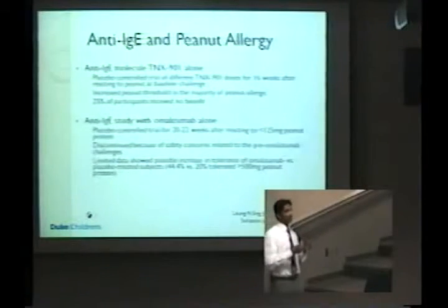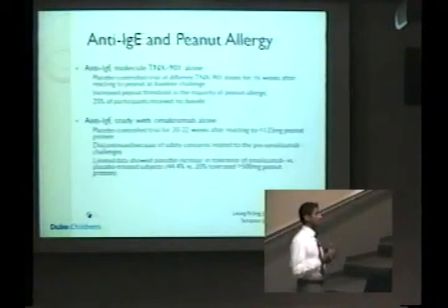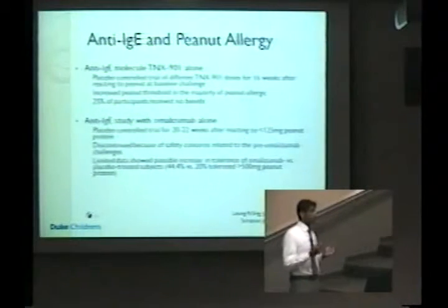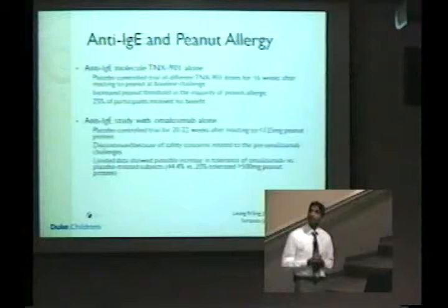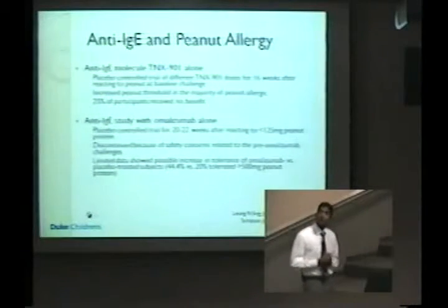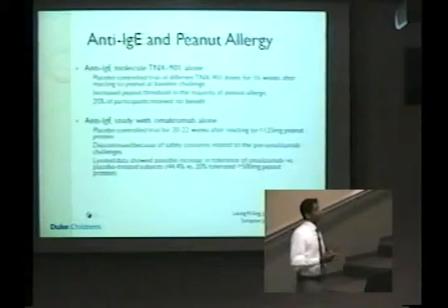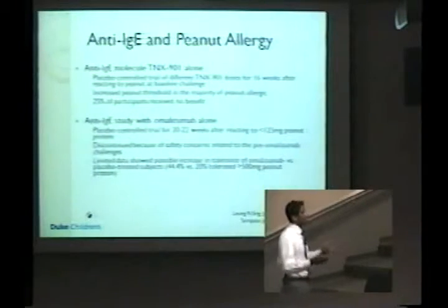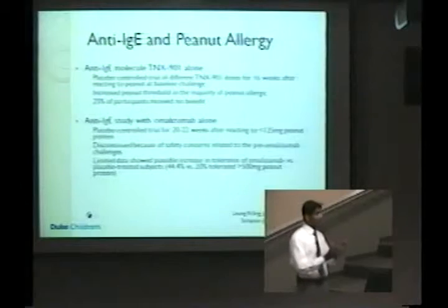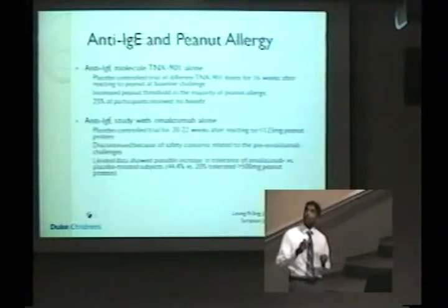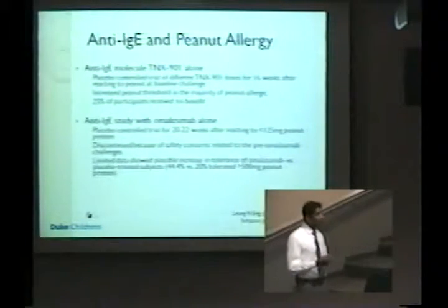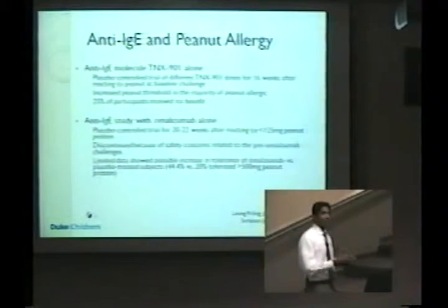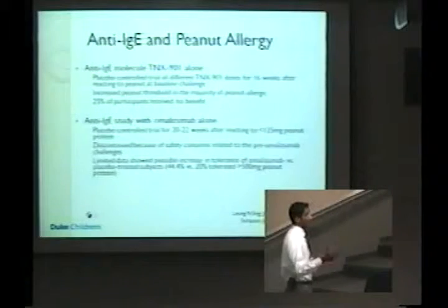As I mentioned before, IgE is one of the allergy-driving molecules in the immune system. A study published in 2003 in the New England Journal of Medicine, our sort of gold standard of publications, looked at an older anti-IgE medication, TNX-901. This was a placebo-controlled trial. They took people that had peanut allergy, and they gave them this medication for about 4 months. What they found is that in the majority of patients, it increased the amount of peanut that they could tolerate from before to after treatment.